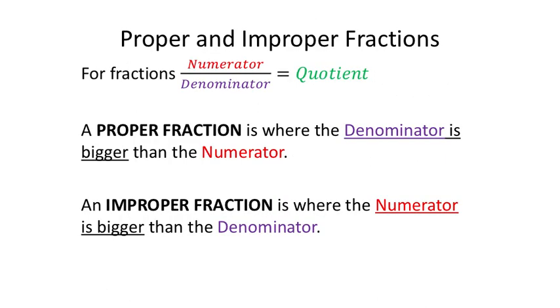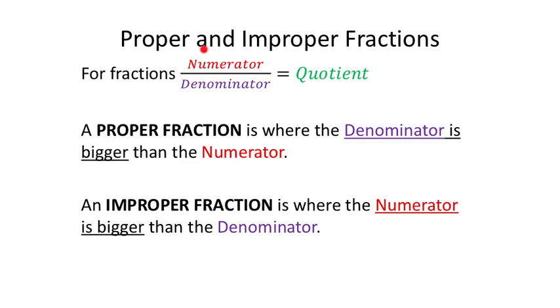So proper and improper fractions. For regular fractions, proper or improper, you have a numerator in the top, a denominator in the bottom of your fraction. The answer is a quotient. We're not worried about quotients yet. We'll get there. But a proper fraction is where the denominator is bigger than the numerator. Now you can switch this and say that the numerator is smaller than the denominator, and that would be fine as well. But an improper fraction is where the numerator is the bigger number.